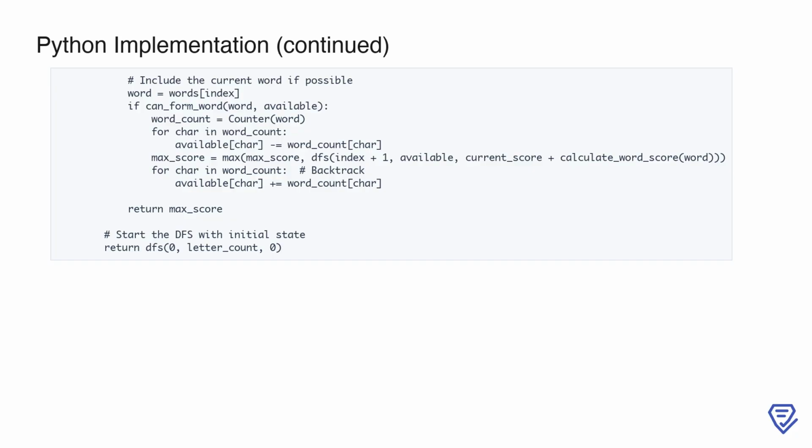To kick off this recursive process, we call DFS with an initial index of 0, the full letter_count dictionary, and a starting score of 0. The function then explores all possible subsets of words and returns the highest score achievable. This completes the Python implementation for the maximum score words problem.